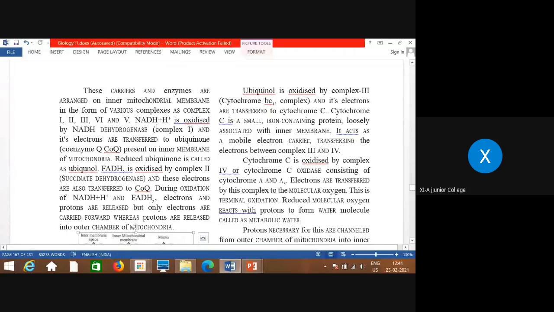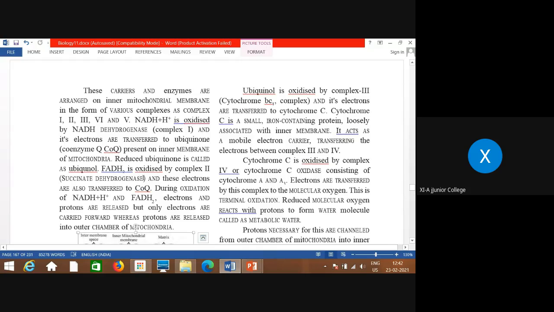These carriers and enzymes are arranged on the inner mitochondrial membrane in the form of various complexes, as complex 1, 2, 3, 4 and 5. This is 4 actually; this is a printing mistake, I think. NADH plus H, that is NADH2, is oxidized by NADH dehydrogenase, that is complex 1, and its electrons are transferred to ubiquinone, that is coenzyme Q, represented as CoQ, present on the inner membrane of mitochondria. Reduced ubiquinone is called ubiquinol.